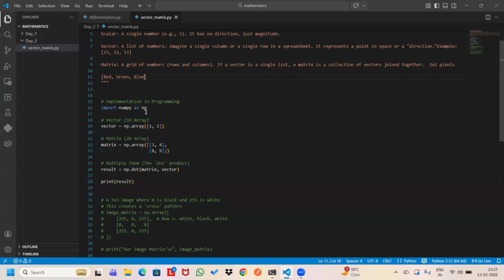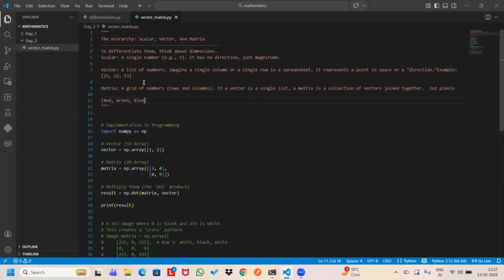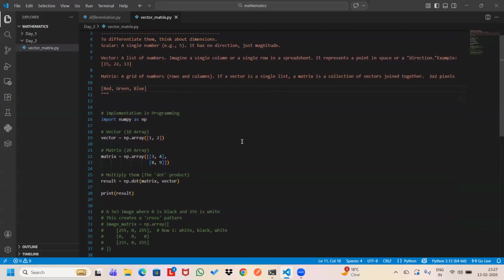So let's talk about the machine learning part. We have already talked about the image, so that was about computer vision. Let's talk about machine learning. Machine learning is essentially matrix multiplication. Suppose there is so much data, it will be stored in a matrix form. There will be columns and rows.